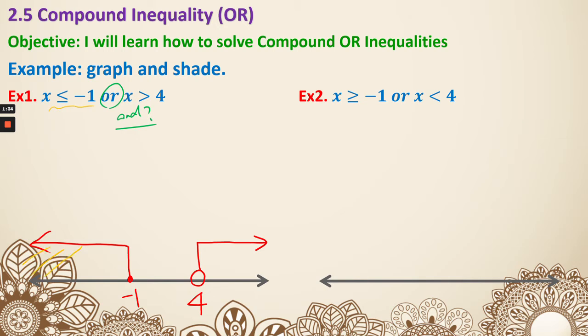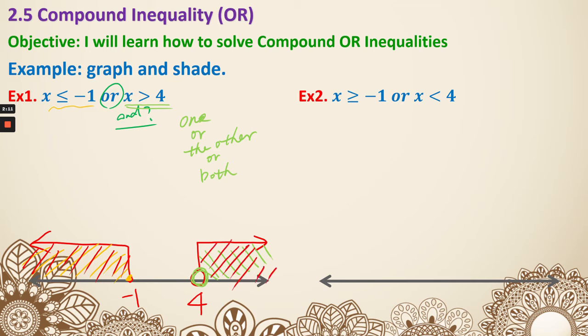For the first one, it's going to be right here, including the negative 1. And for the second one is going to be right here on the right side, but it's still an open circle on 4. Remember, the word we emphasize on is one or the other or both. So as long as the number appeared somewhere in the shaded area, that means that will be the answer, that will be the solution. So in this case, when we actually put together the shades, it would be everything on the left side and everything on the right side.